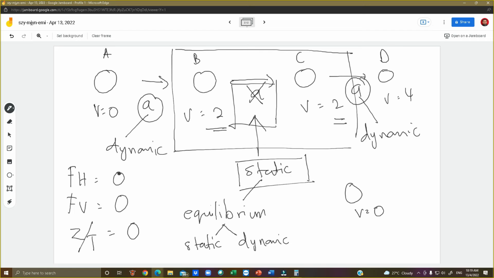Katalah tiba-tiba FH ni ada value plus 1, meaning objek akan bergerak ke hadapan lebih laju. If the value FV plus 1, meaning the object is going to accelerate upward. So you are going to get motion macam ni. Dia bergerak, dia naik ke atas, so dia melompat. This is caused by FV. This is caused by FH.